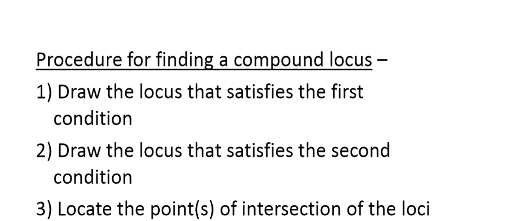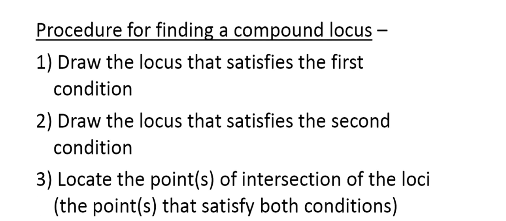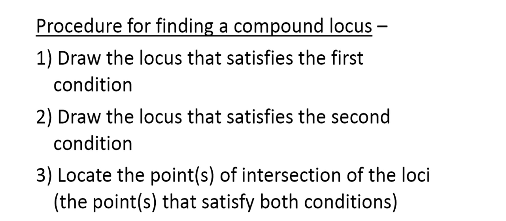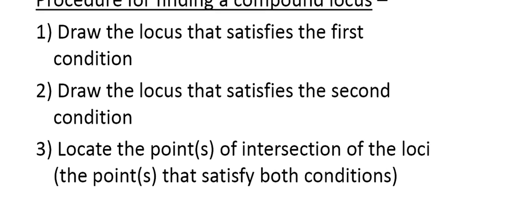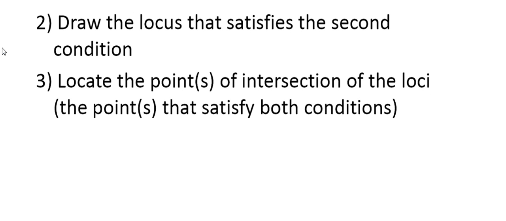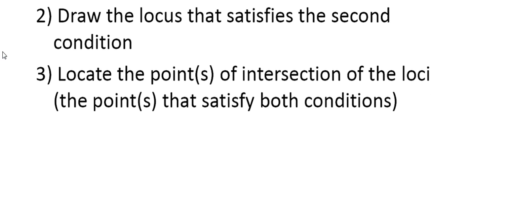All right, so the procedure that you're going to use to identify a compound locus is first of all draw the locus or the set of points that satisfies the first condition. Secondly, you're going to sketch the locus that satisfies the second condition. And then lastly, you're going to locate the point or the points where the two intersect, and those are going to be the points that satisfy both criteria.